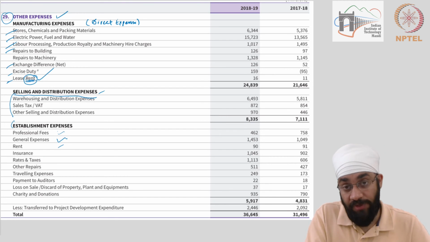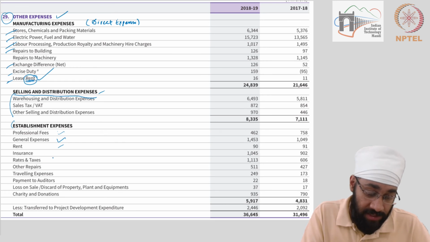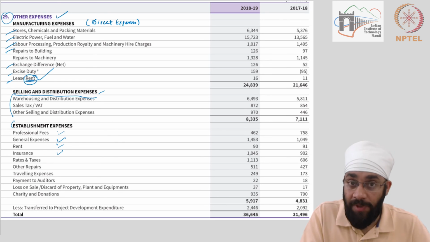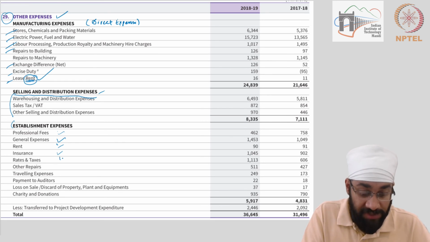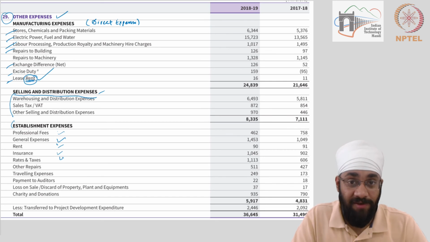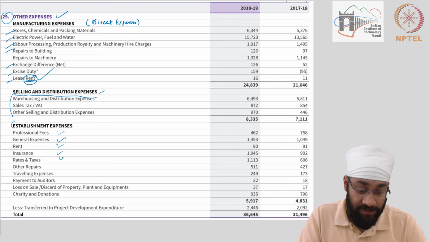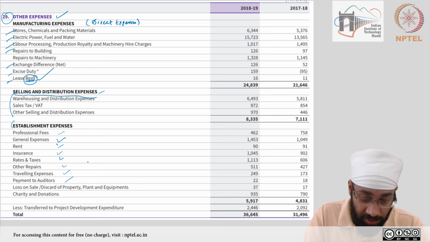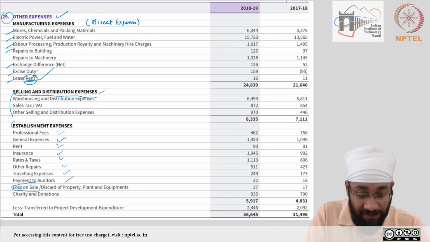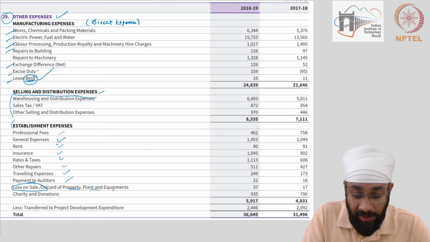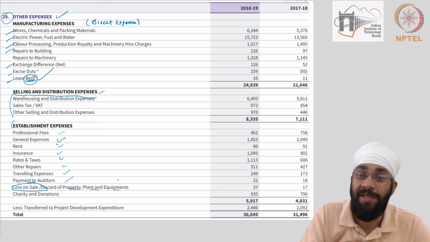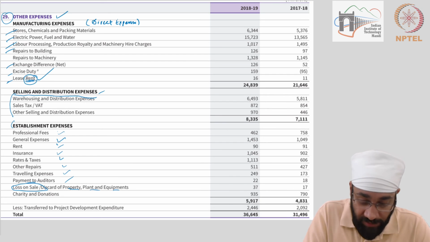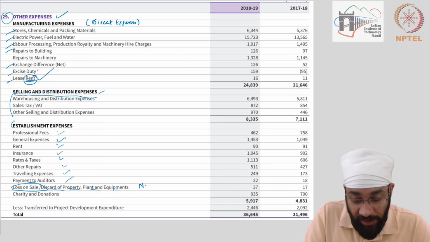You have rent. Now this will be office rent of the sales staff. Insurance premiums paid. We know this. Rates and taxes, again, we've done this. This was one of the items in the final accounts. Repairs and traveling expenses, payments to auditors. Loss on sale, we have done this as well. Loss on sale of property, plant, equipment, anything being lost by theft, fire, or other things can be shown here. And we know that this is non-operating expense.